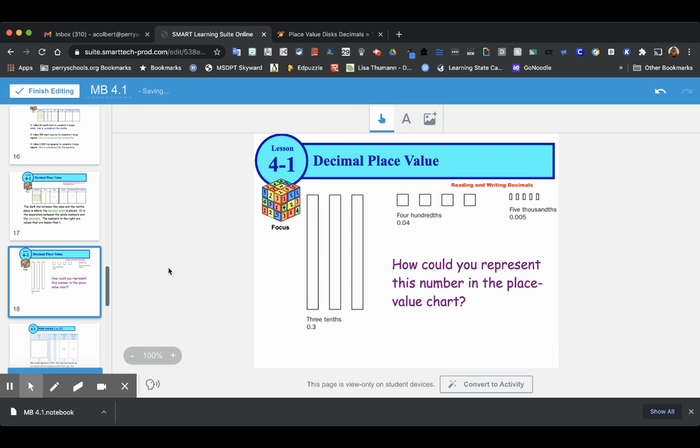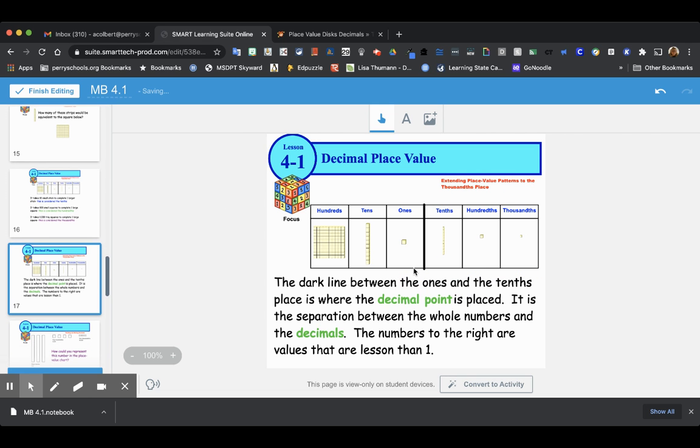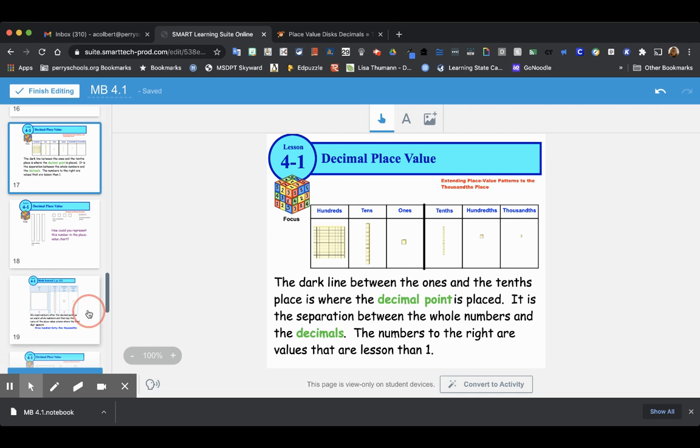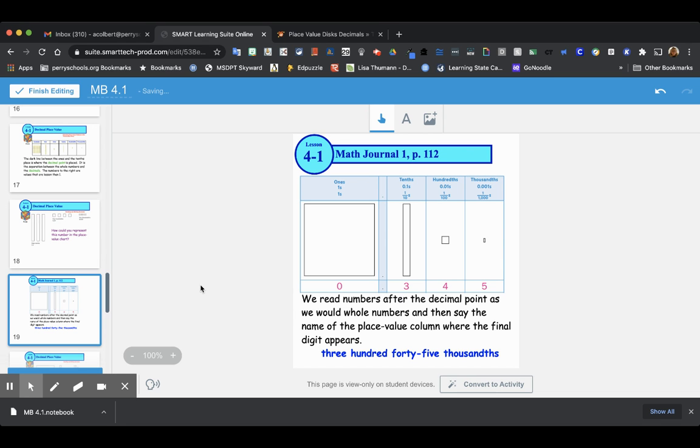So if we have this right here, we've got 3/10ths, 4/100ths, and 5/1000ths. Notice the THS at the end of each. How could you represent this number in the place value chart? So we're talking about this chart right here. We have tenths, hundredths, thousandths. This is what we would see.